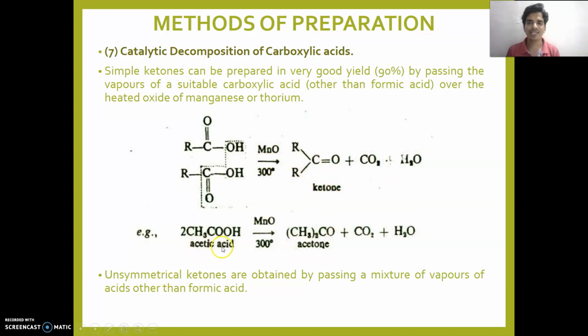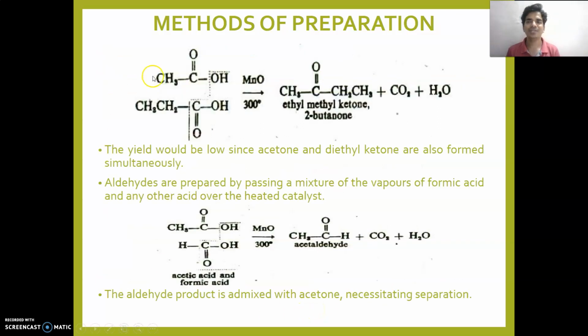So there is an example, acetic acid. In the presence of the same reaction condition, it will give acetone. Asymmetrical ketones are obtained by passing the mixture of the vapors other than the formic acid. So here are two types of carboxylic acid, same reaction condition, and it will give ethyl methyl ketone, that is 2-butanone, an asymmetrical ketone. The yield would be low since acetone and diethyl ketone are also formed simultaneously.